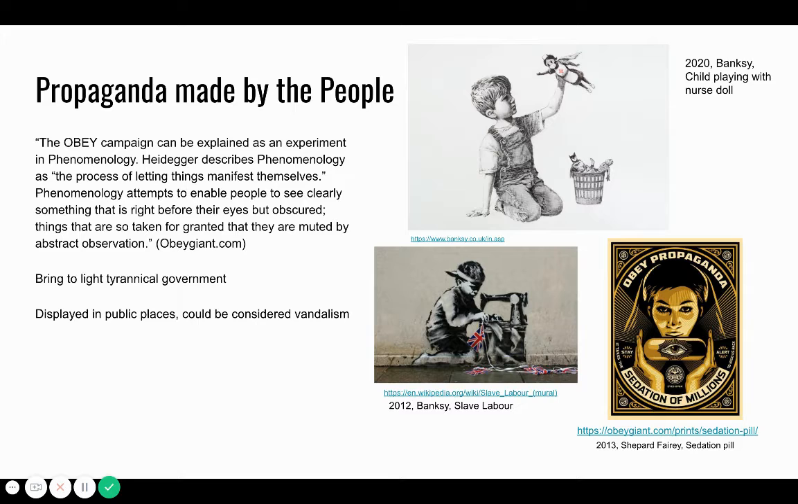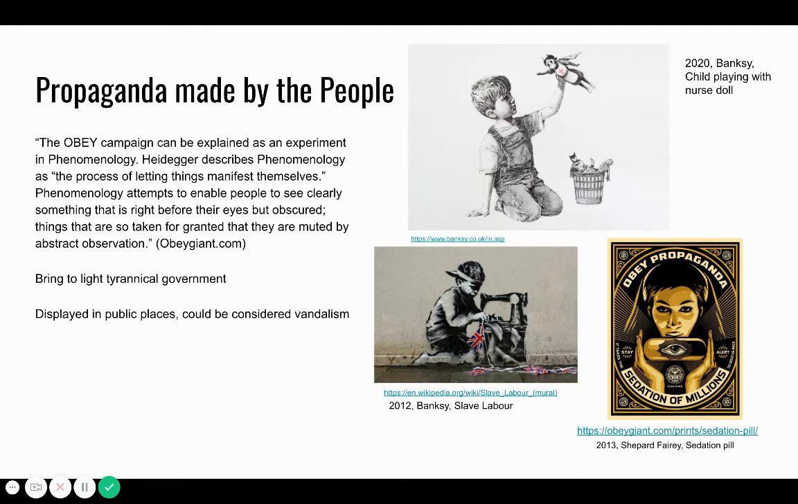Propaganda made by the people. As explained by my favorite artist, Shepard Fairey, people want to open up and talk about what's going on. He states at the beginning of his manifesto that the Obey campaign can be explained as an experiment in phenomenology. Heidegger explains phenomenology as the process of letting things manifest themselves. Phenomenology attempts to enable people to see clearly something that is right before their eyes but obscured. Things that are so taken for granted that they are muted by abstract observation.